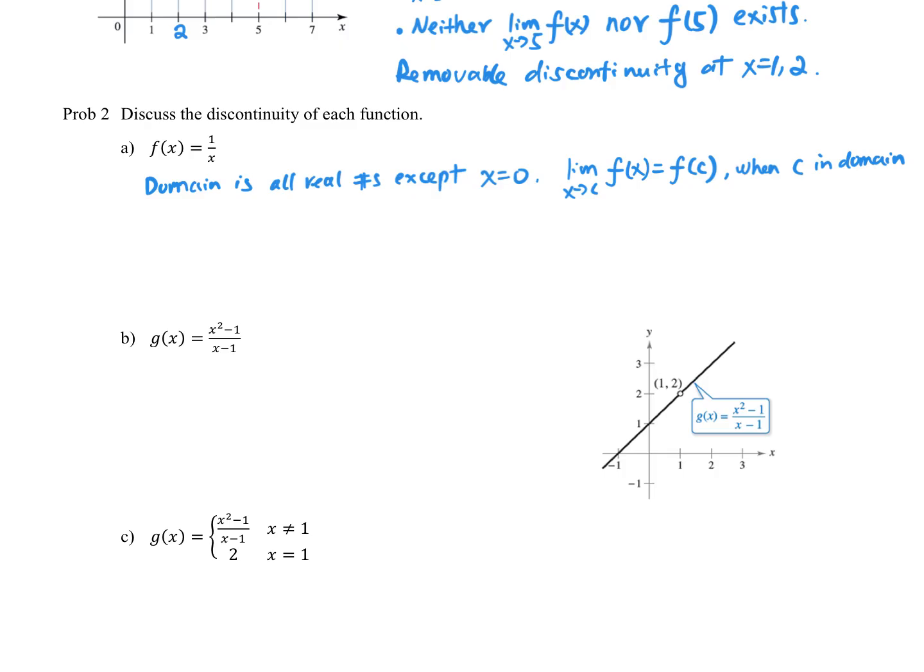So in other words, f of x is continuous on negative infinity to 0, and also from 0 to infinity. And what happened at x equals 0? If you look at the graph of 1 over x, we can see when x is approaching 0 from both sides, the function value is approaching either infinity or negative infinity. So the limit doesn't exist.